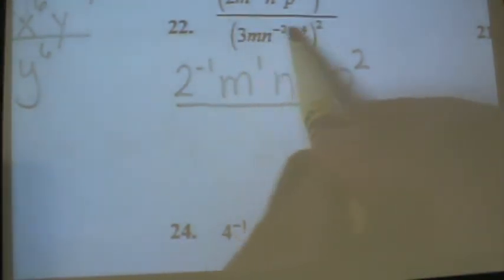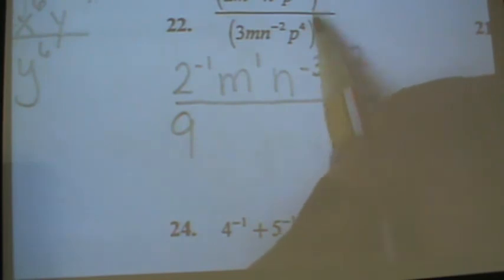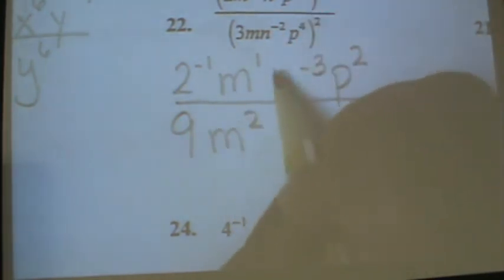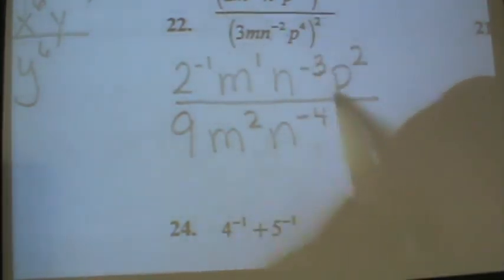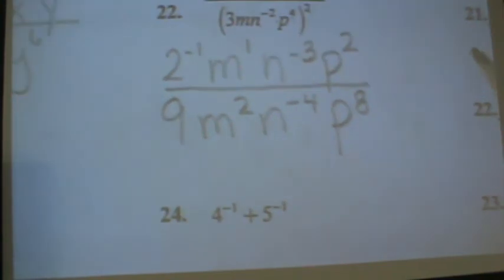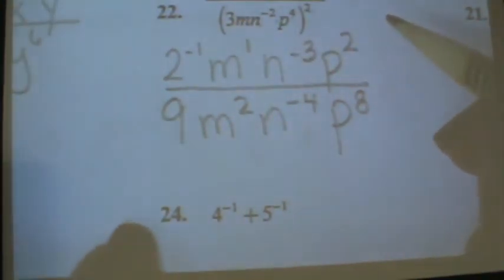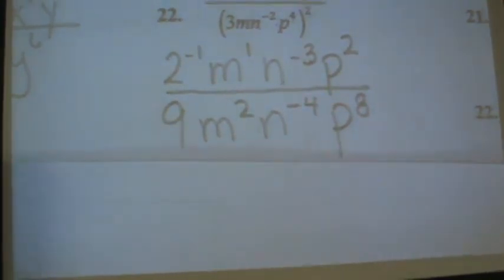In the bottom, you have 3 squared, which is 9, m to the second, n to the negative 4. I'm just simply multiplying these exponents, and p to the 8, because 4 times 2 is 8. Now we're going to simplify and change all of the negative exponents. So what changes do we have to make? First of all, this 2 to the negative 1 is going to come down here, down in the bottom, and become 2 to the positive 1.